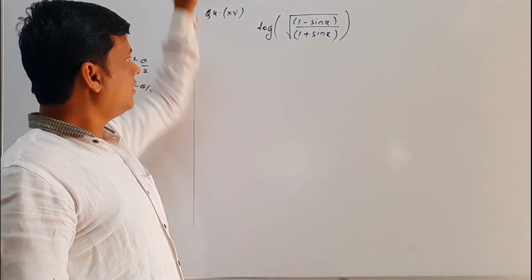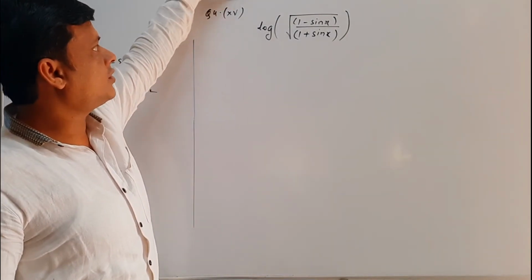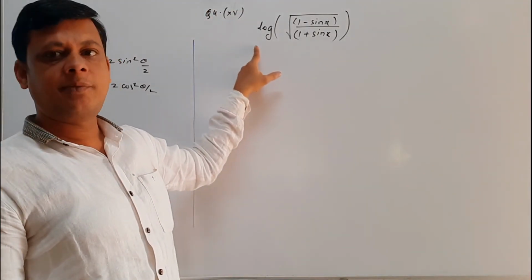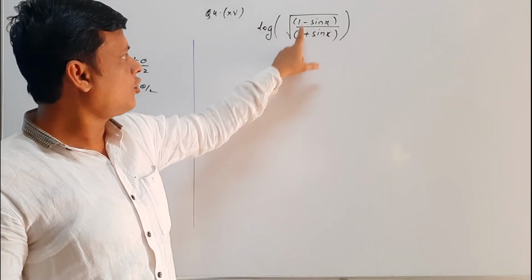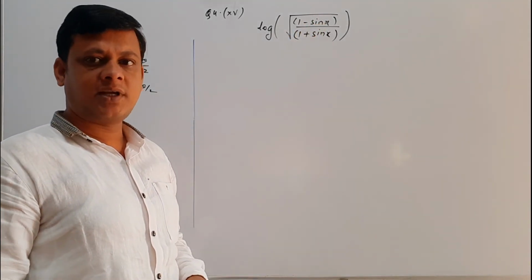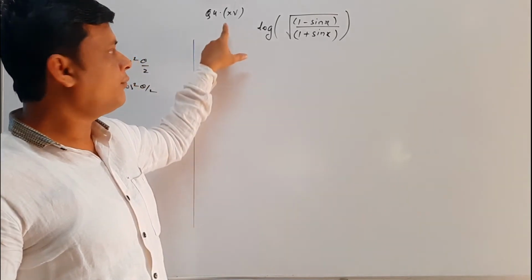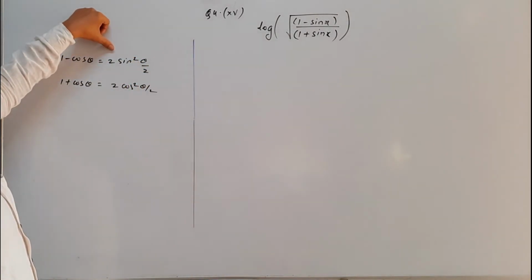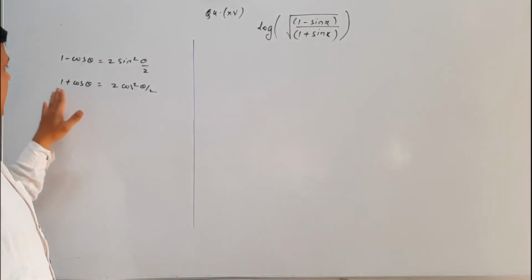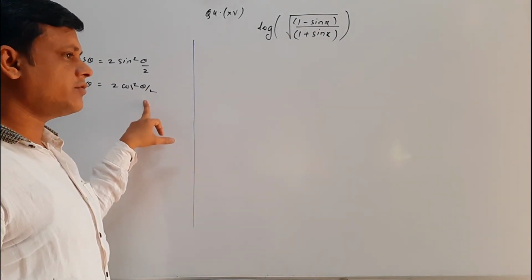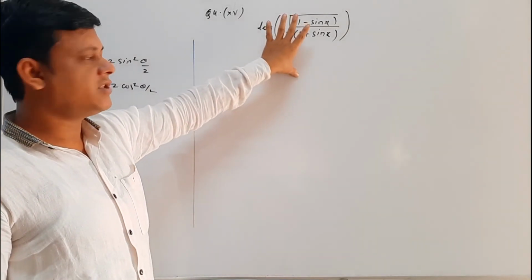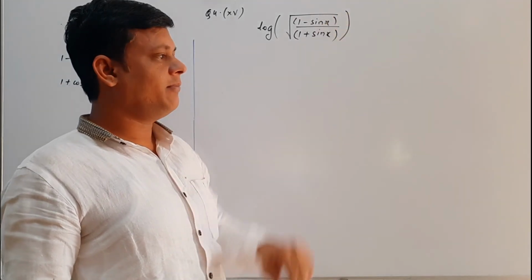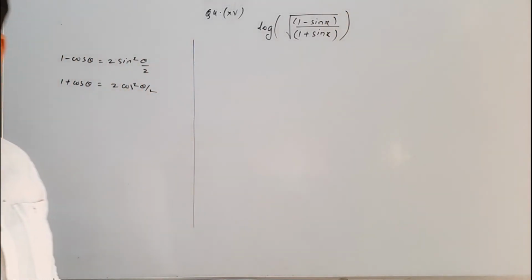Now see, next sub question from question number 3, sub question 15. We have to differentiate log of root of (1 minus sin x) upon (1 plus sin x). So in problem 14, we used this formula: 1 minus cos theta equals 2 sin square theta by 2, and 1 plus cos theta equals 2 cos square theta by 2. But here instead of cos, the value is sin. So we don't have the formula for 1 minus sin theta and 1 plus sin theta.